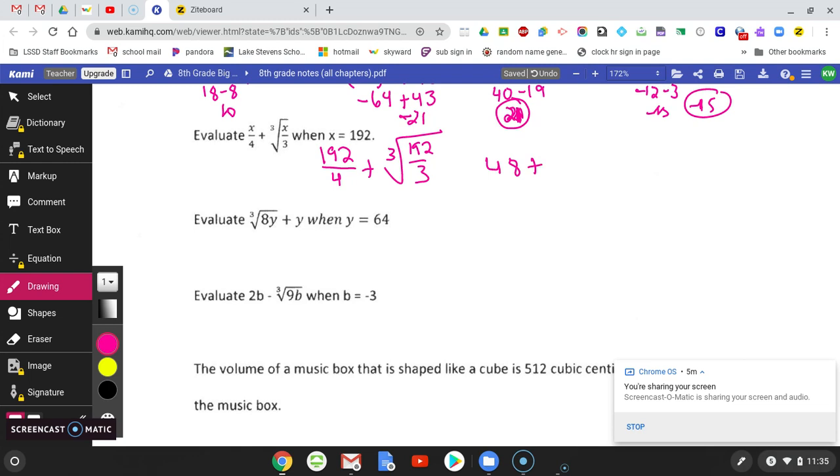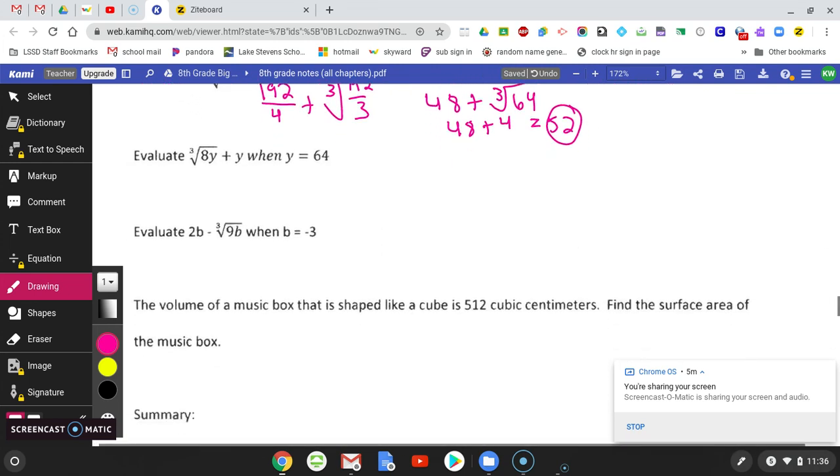And if I do 192 divided by 3, that gives me 64, which means I have the cube root of 64. The cube root of 64, well, 4 times 4 times 4 is 64, which means I have 48 plus 4, which gives me 52. Okay, go ahead and try the next two. Pause the video and see if you can get the answers for these two on your own.